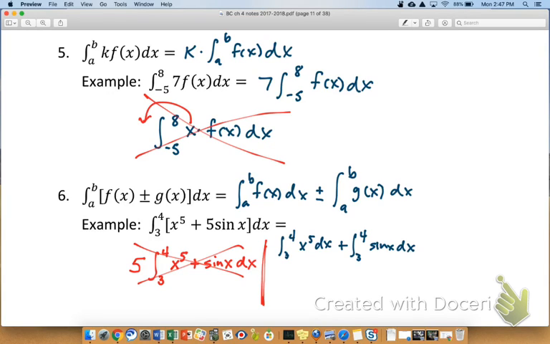Now couldn't I pull the 5 out? Yes, sir. So then you'd end up with the integral from 3 to 4 of x to the fifth dx plus 5 times the integral from 3 to 4 of sine of x. And doing it this way, of course, I have not over-applied the 5 to everything when it should only be applied to the second term.